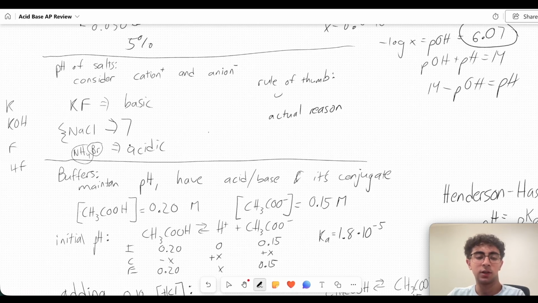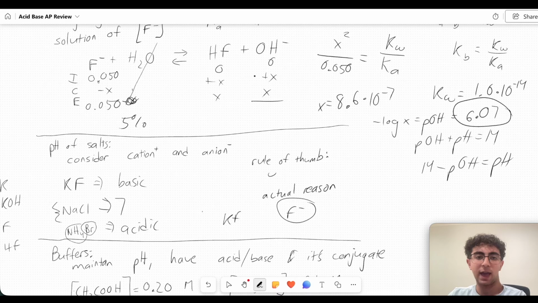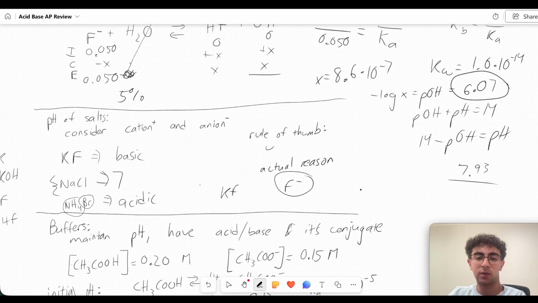The actual reason is, let's use KF as an example. F minus is going to perform the hydrolysis we just did up here. F minus is going to act as a base and form a little bit of OH minus. We literally got the pH to be basic at 7.93. However, K plus is going to do nothing, and that's because it comes from a strong base.